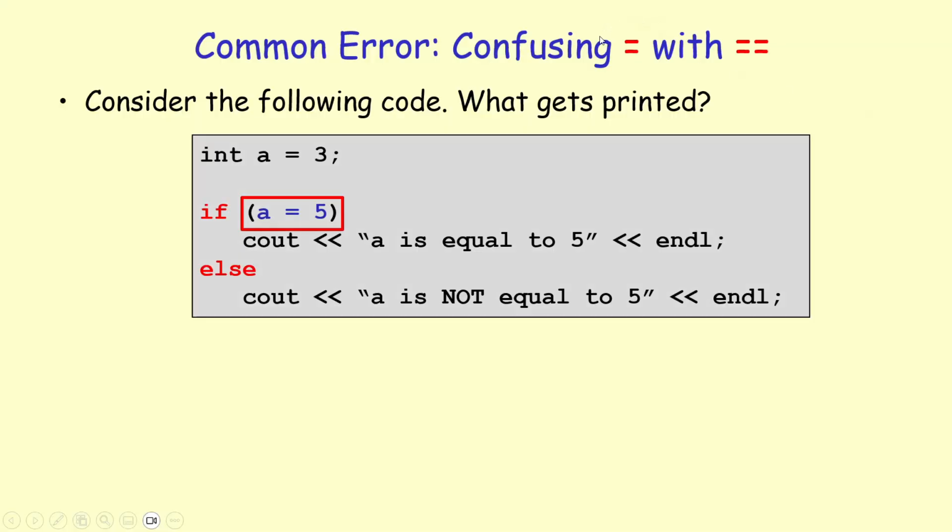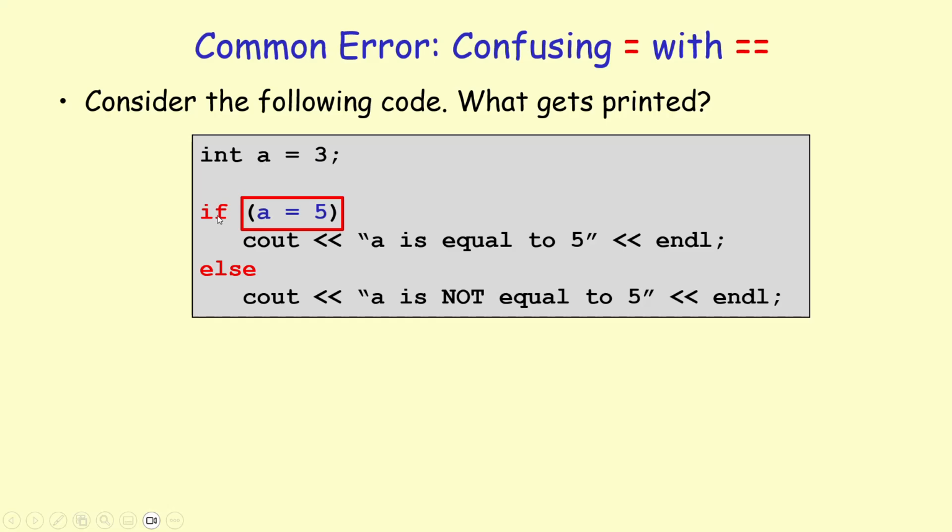I already mentioned that a single equality symbol is the assignment operator in C++, and two equal signs is the equality operator in C++. A common mistake is to confuse these two operators, and instead of writing equals equals, to use the assignment operator to mean the equality operator, and that leads to some very difficult to detect errors. So let's look at an example. If you've got an integer a equal to 3, see this is an assignment operator because there is only one equal sign. So you're basically assigning 3 to a.